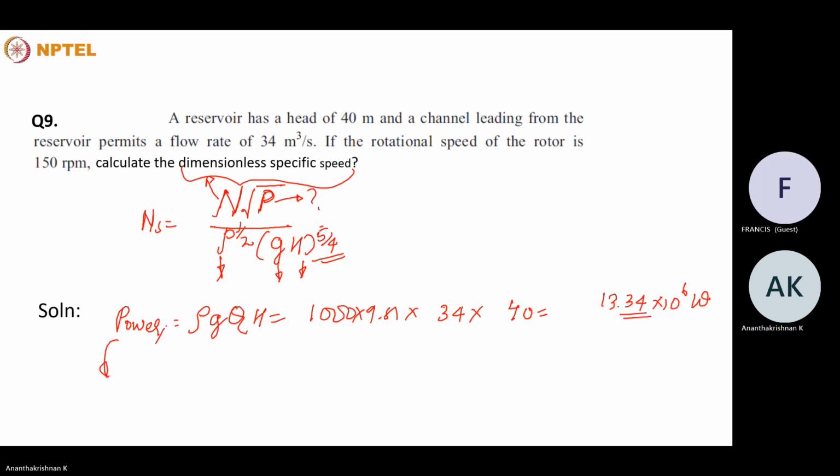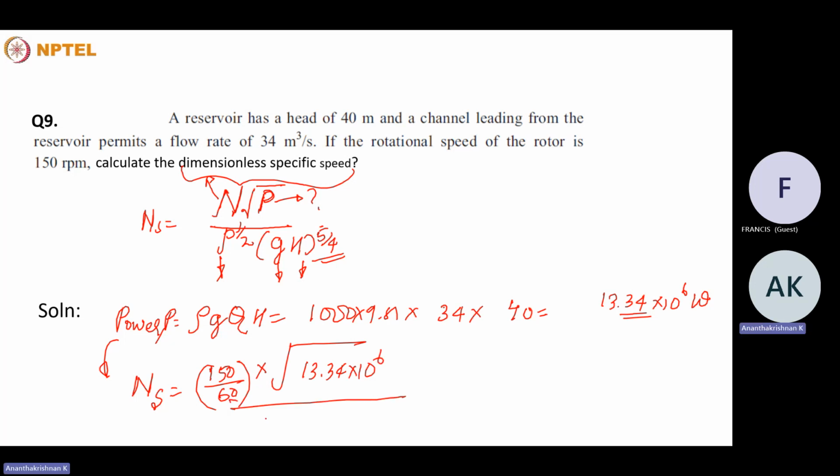Substituting this power in the specific speed equation, we can calculate the specific speed: Ns is equal to 150 divided by 60 into root of 13.34 into 10 power 6 divided by rho half, 1000 half into 9.81 into h, head equal to 40 meters, power 5 by 4. So the value will be coming to be 0.165. So this is the value of the dimensionless specific speed based on this equation of power divided by density power half multiplied by gh, the whole power 5 by 4.